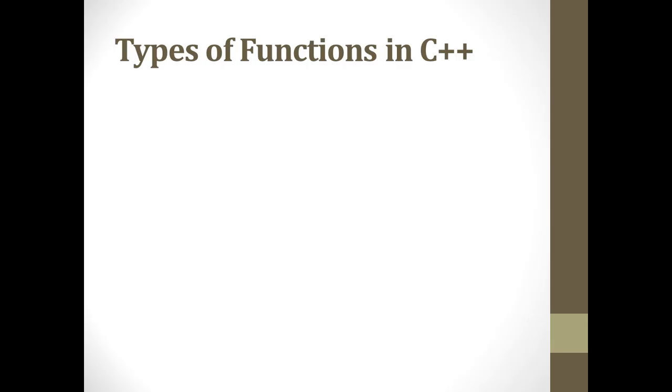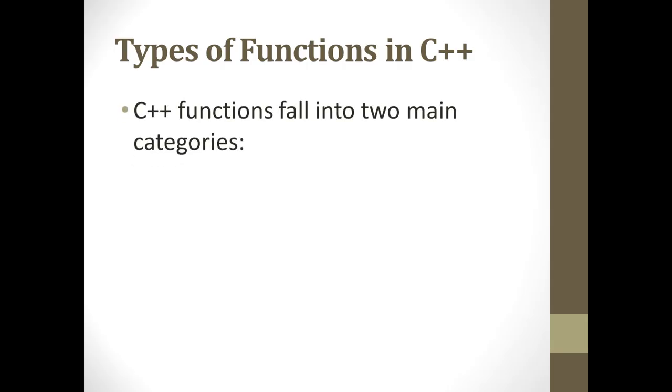So let's look at types of functions in C++. We have basically two types of functions. They are the library functions, or what we call the inbuilt or built-in functions. These functions come with C++ installed. When you install C++, there are functions that come along with it. They are called library functions or built-in functions.